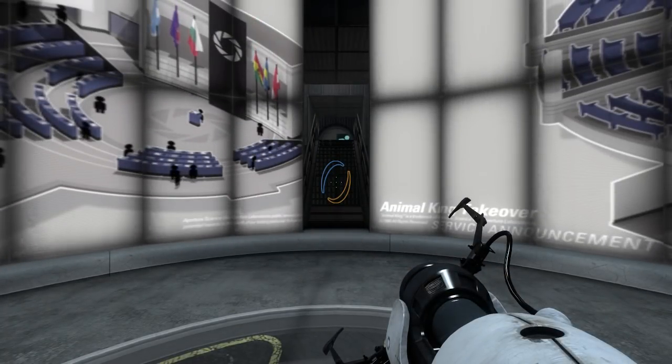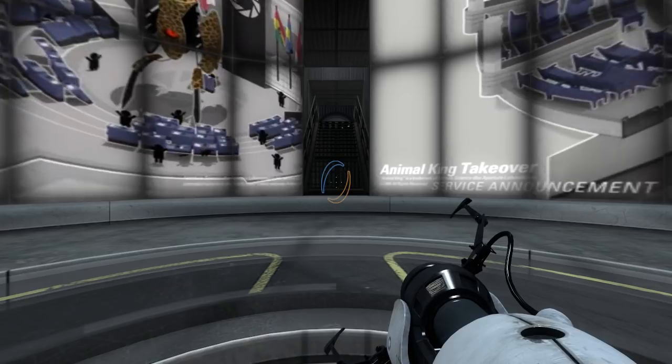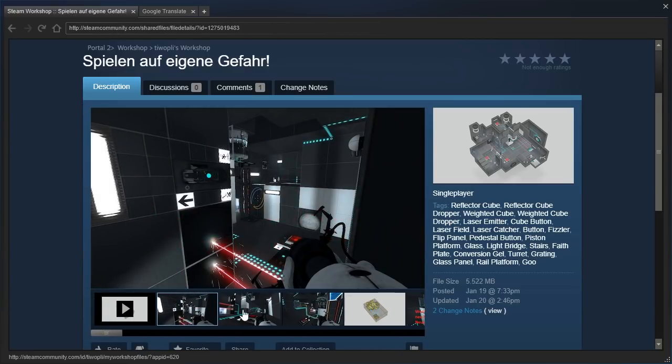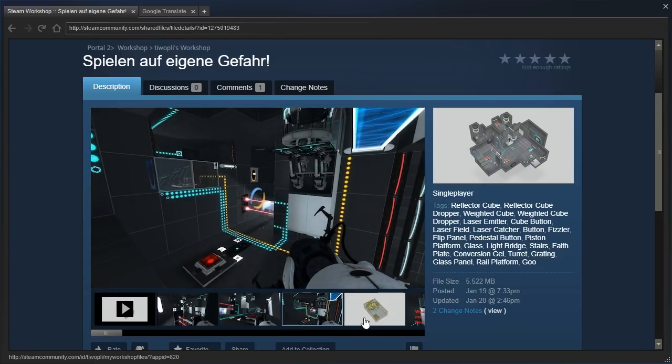Hey guys, I'm LB, and we're gonna check out a German map called Play at Your Own Risk by tiwopli. And yeah, this is a rather worrying looking map, as you can see.